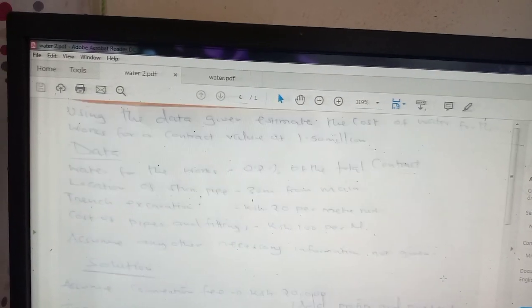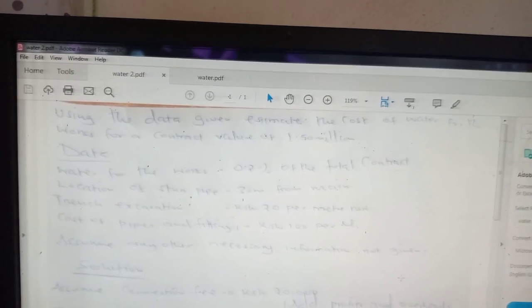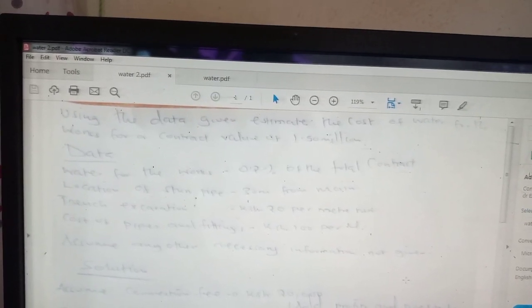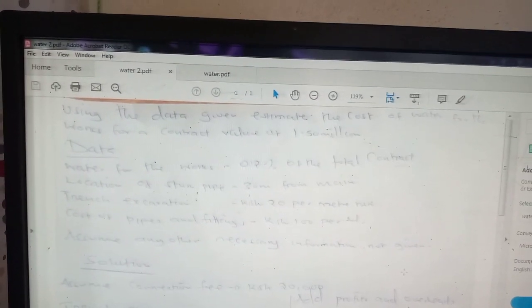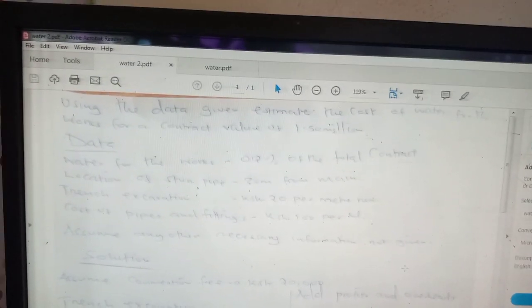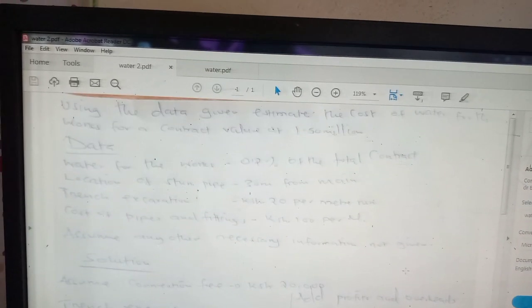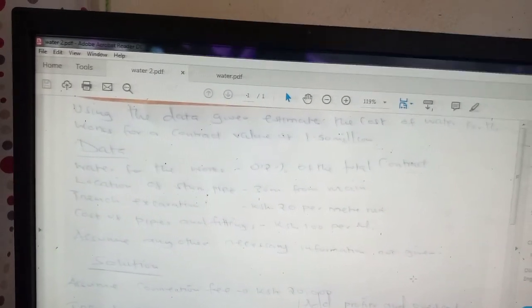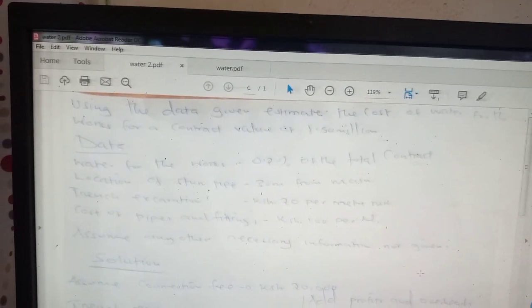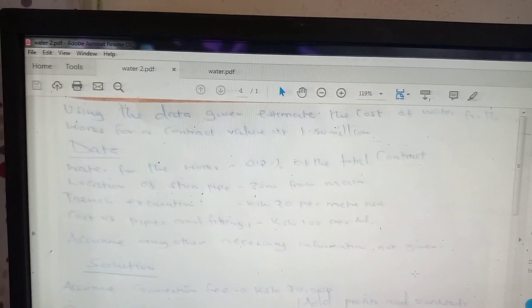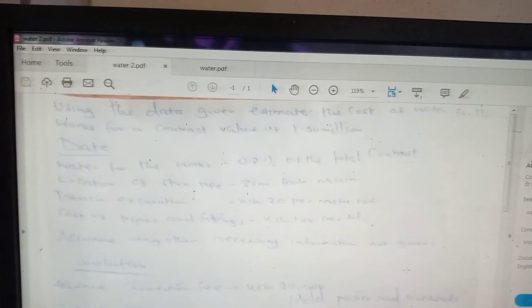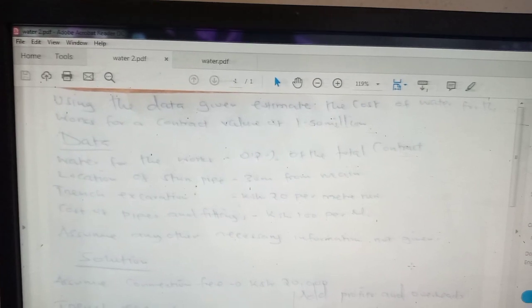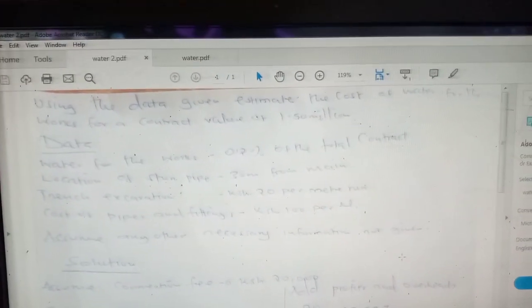So our today's question is, using the data given, estimate the cost of water for the works for a contract value of 1.5 million shillings. When you want to do any contract, water is a requirement that you must have. Remember, you'll need water for mixtures of concrete, you'll need water for curing, and water has various uses in a construction site. So you must cost for the water that will be spent in that work, and the means that you'll use to acquire this water.